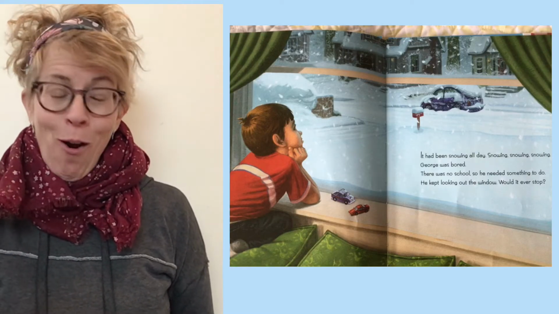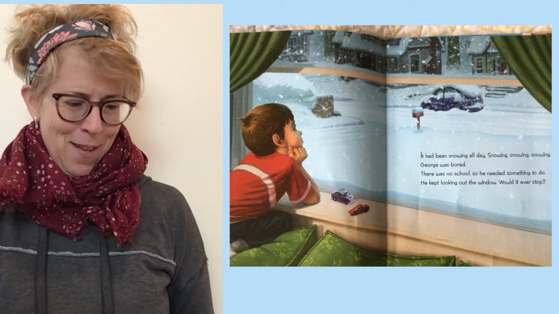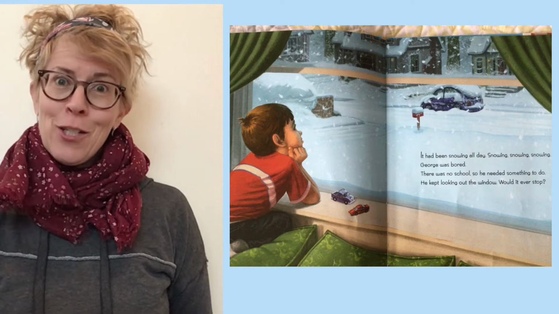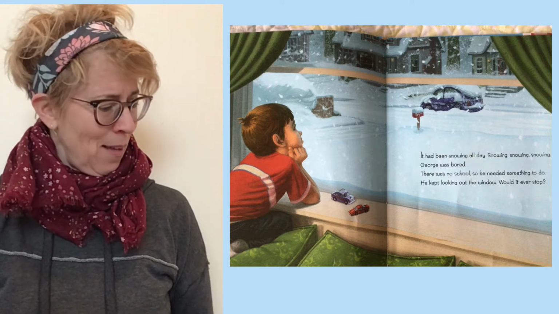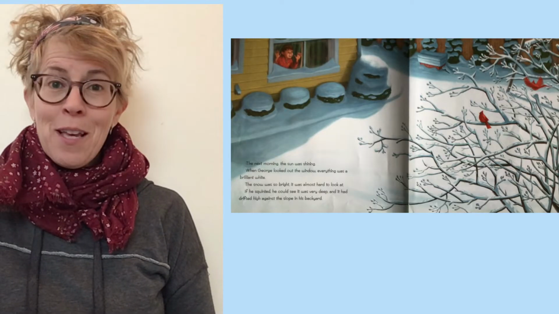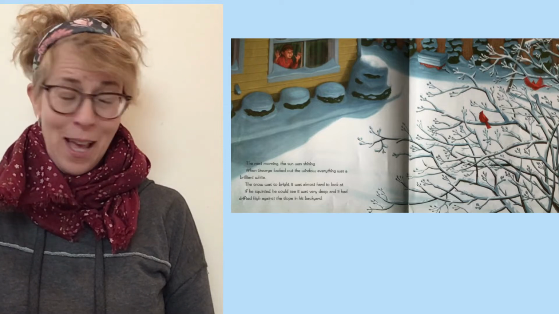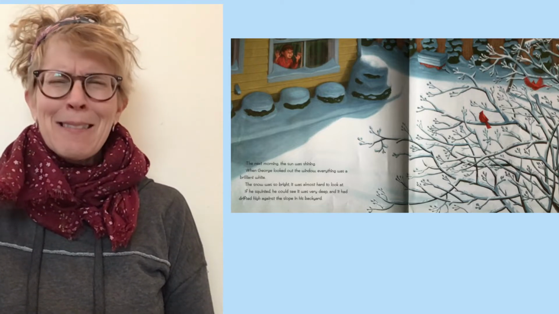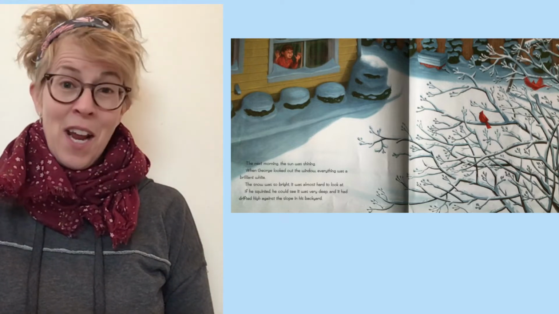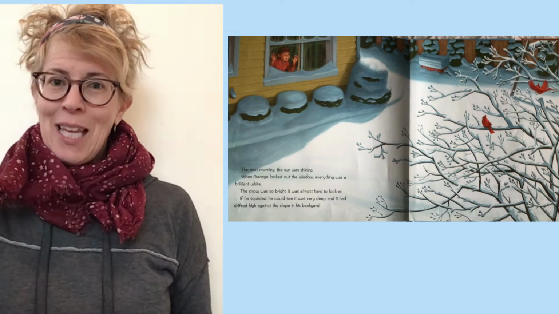Such a great book. It had been snowing all day. Snowing, snowing, snowing. George was bored. There was no school, so he needed something to do. He kept looking out the window. Would it ever stop? The next morning, the sun was shining. When George looked out the window, everything was a brilliant white. The snow was so bright, it was almost hard to look at. If he squinted, this is squinting, he could see it was very, very deep, and it had drifted high against the slope, a little bit of a hill in his backyard.